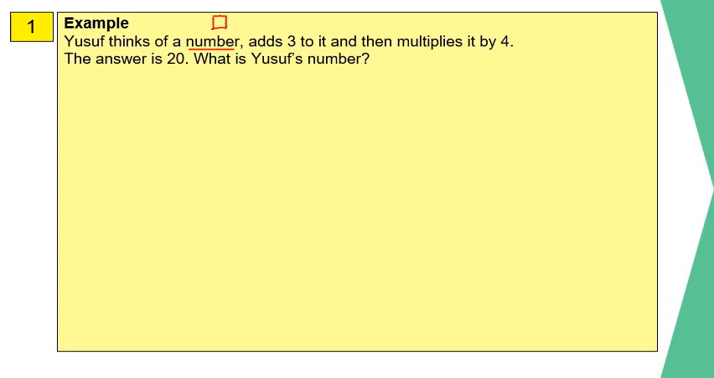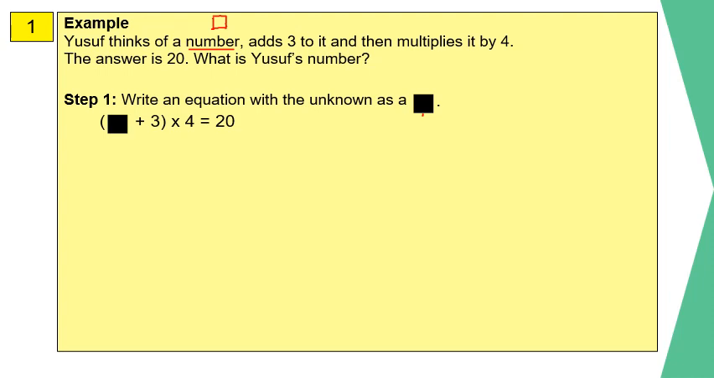He adds 3 to it and then multiplies it by 4. His answer is 20. What is Yusuf's number? So for step 1, I'm going to write out this word problem as a number sentence, with the unknown as a black square. Here I've got black square plus 3. I've surrounded this with brackets because I want to note that I do this part first. This is really important for something called order of operations, which we'll look at later. But for today, that's what I'm doing.